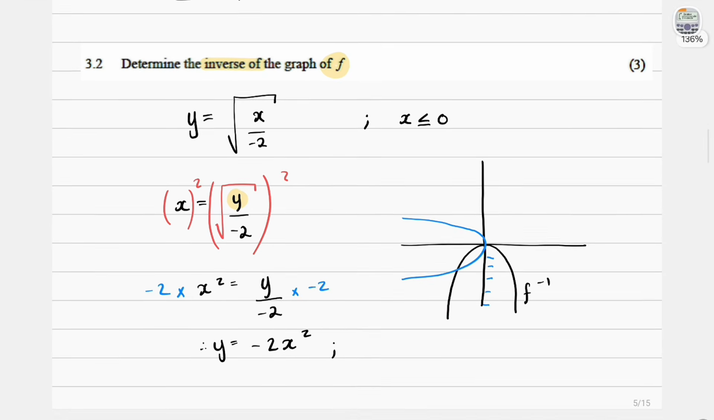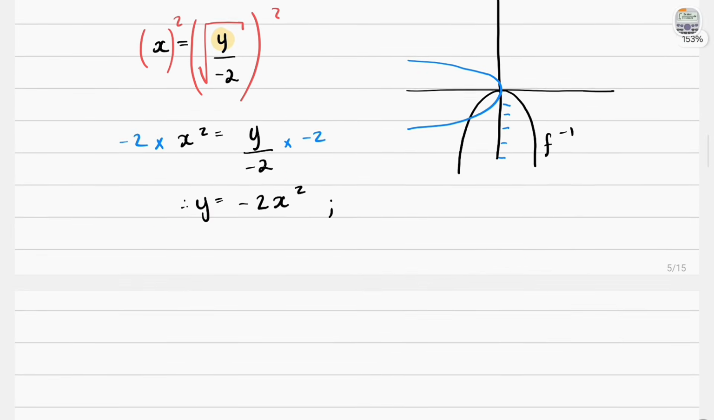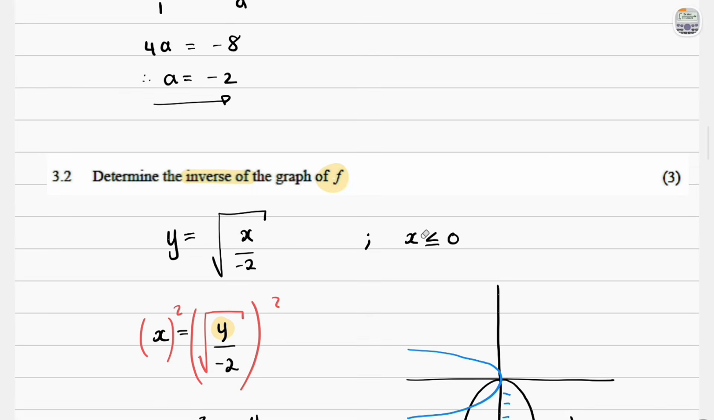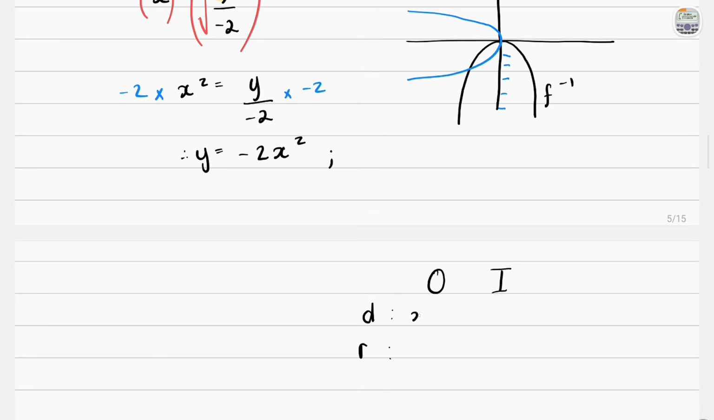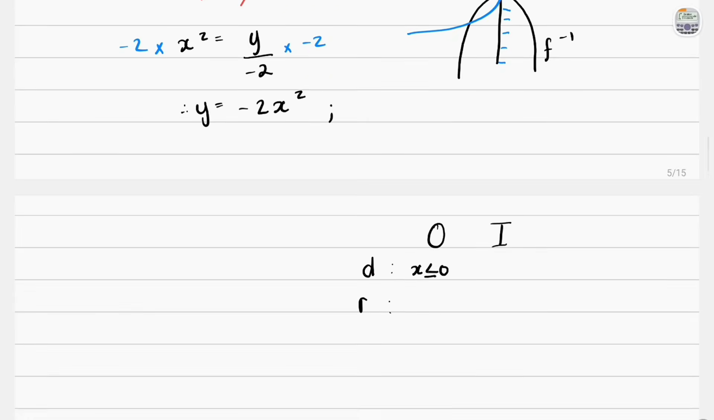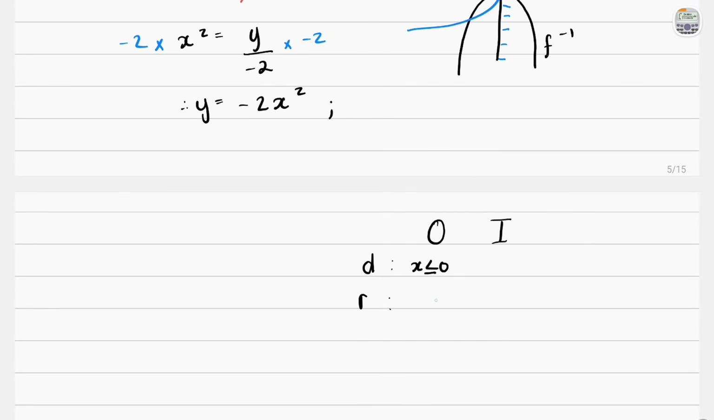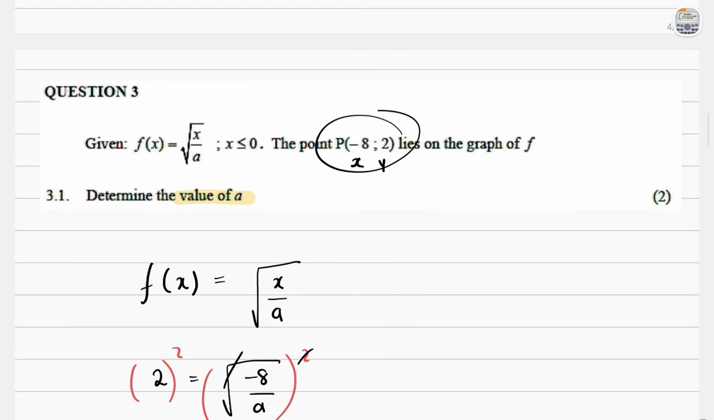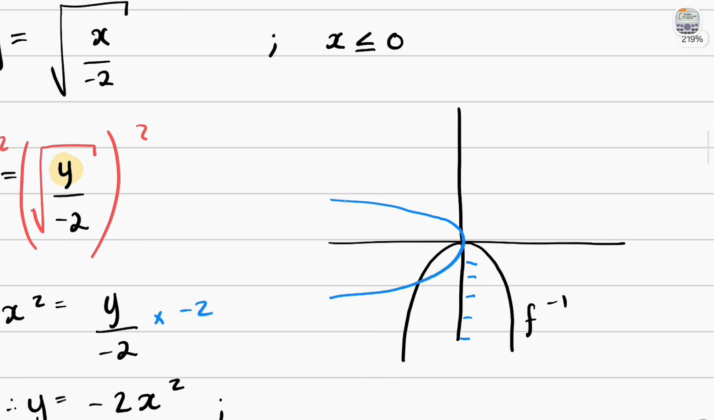But here is the thing. You see, with these graphs, you need to understand the relationship between the original and the inverse. So we can look at the domain and the range. In the original graph, we were told that x is less than or equal to 0, right? Now we know the range of the original. The reason we would know is because they told us that there was a point called negative 8 and 2. Negative 8 and 2 lies on this blue graph, right? This is our original graph.